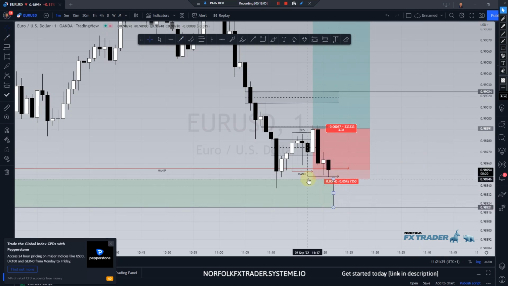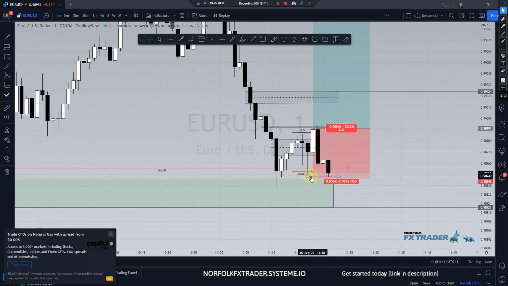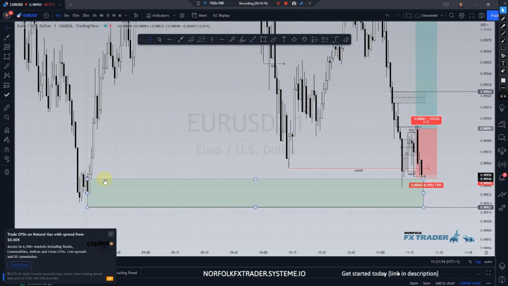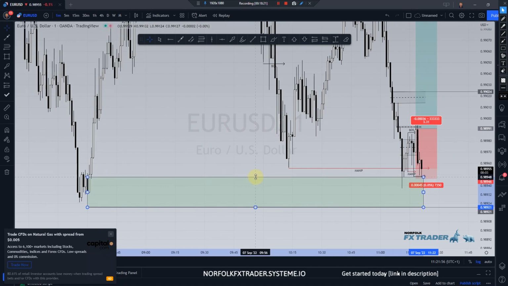Could be just another manipulation to go back up. Hasn't quite hit that stop yet. Always have your stop below the low by a few pips. And again, this could just be another wick into this area of demand. And the demand zone is just about there.